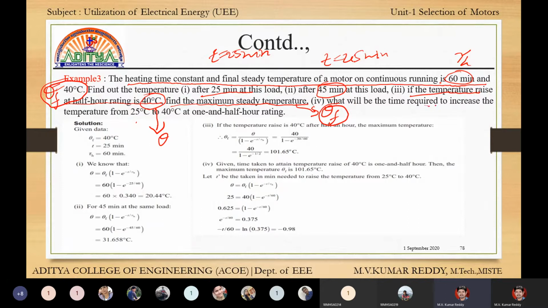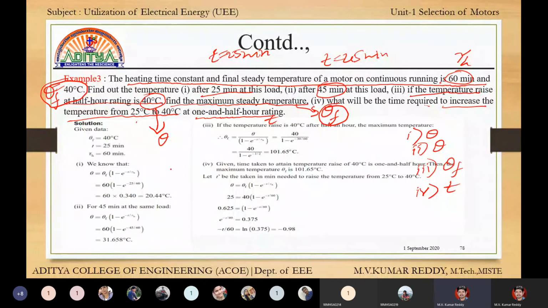What will be the time required to increase the temperature from 25 degrees to 40 degrees centigrade at a 1.5 hour rating? For the 1.5 hour rating, we have to find a t value. In the first problem we have to find a theta value. In the second problem we have to find a theta value. In the third problem we have to find a theta f value. In the fourth problem we have to find a t value.